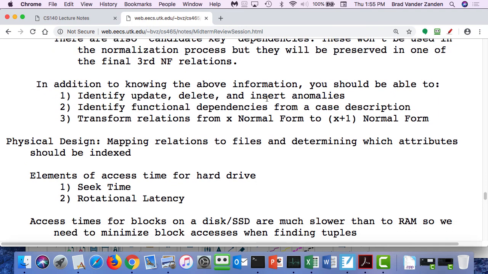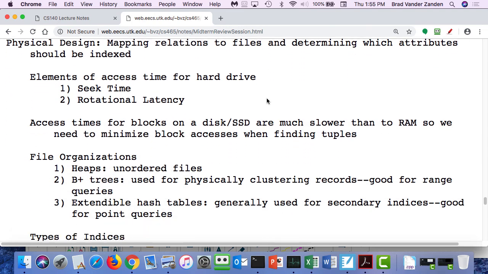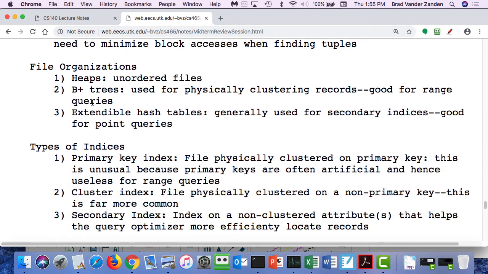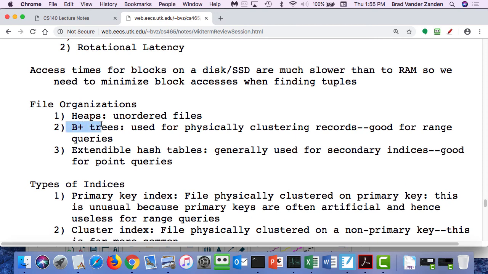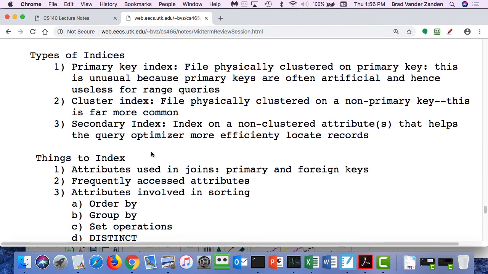Okay, and then physical design, you need to know the definitions for disks like seek time and rotational latency. You need to obviously be able to insert into a B+ tree. You need to know the performance characteristics, the log base m/2 of n for a B+ tree, the 2 or 3 disk accesses for extendable hash tables. You need to know when a B+ tree should be used for an index, when an extendable hash table should be used for an index.